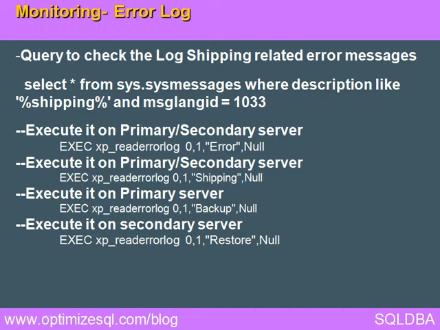Observe here, I am using xp_readerrorlog 0, 1. 0 means the current error log, 1 means the SQL Server log. Already we have seen the filter for 'shipping'. It will show you errors related to that text or message.